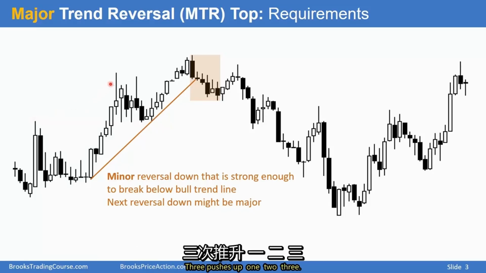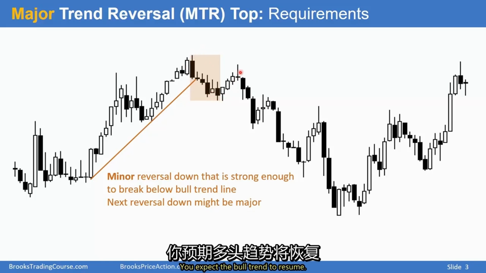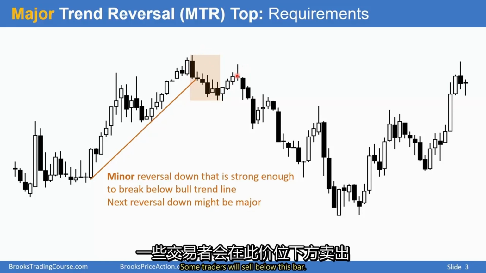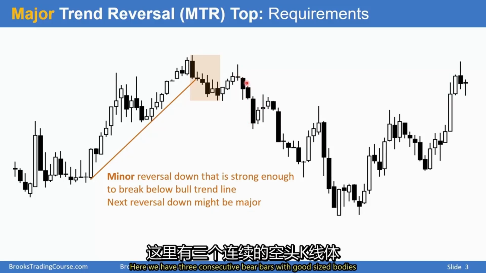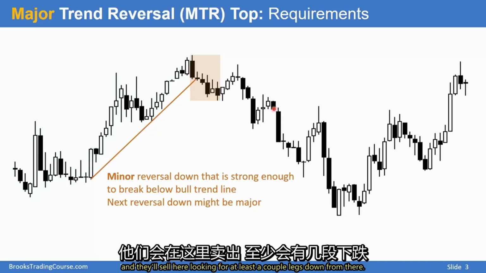And this is true especially because of a wedge top. 3 pushes up, 1, 2, 3. Yes, minor reversal. You expect the bull trend to resume. Some traders will sell below this bar. Other traders will wait until there's a strong bear breakout. Here we have 3 consecutive bear bars with good sized bodies, and then they'll sell here, looking for at least a couple legs down from there.